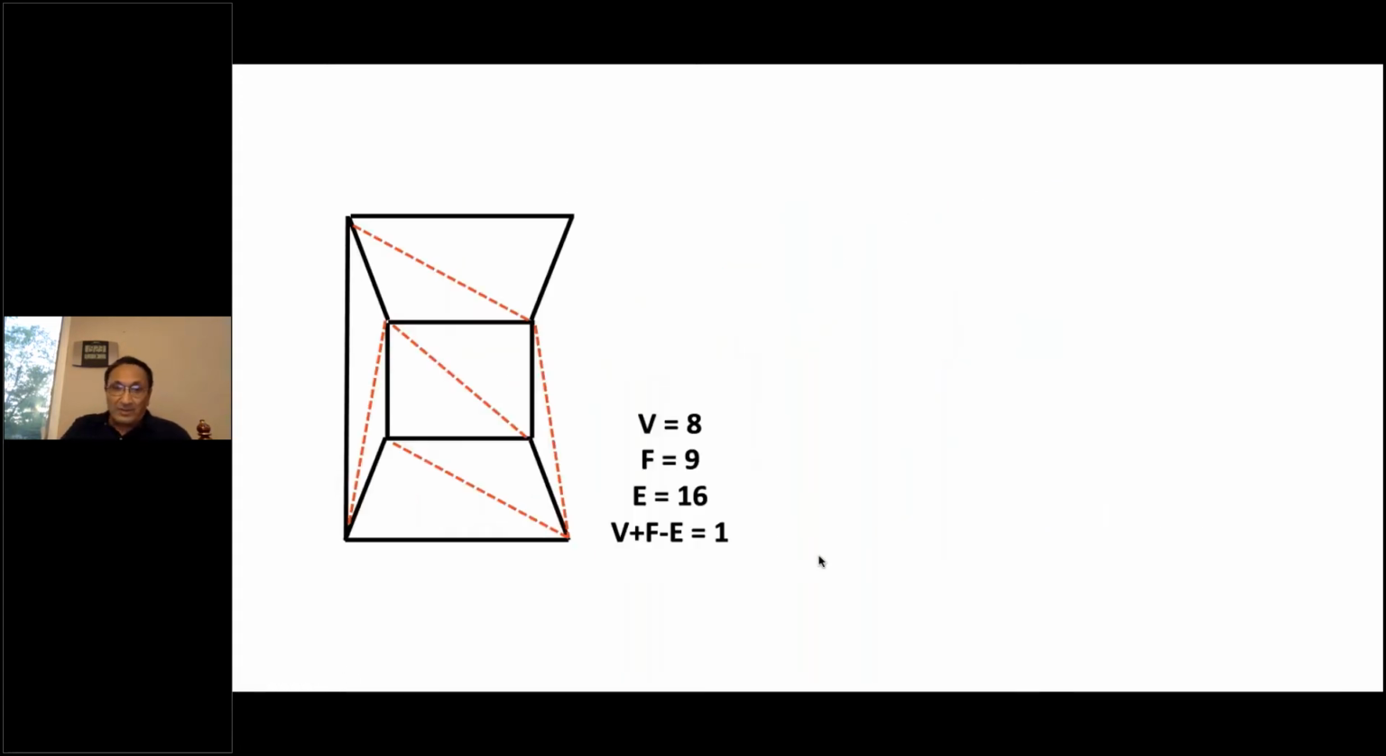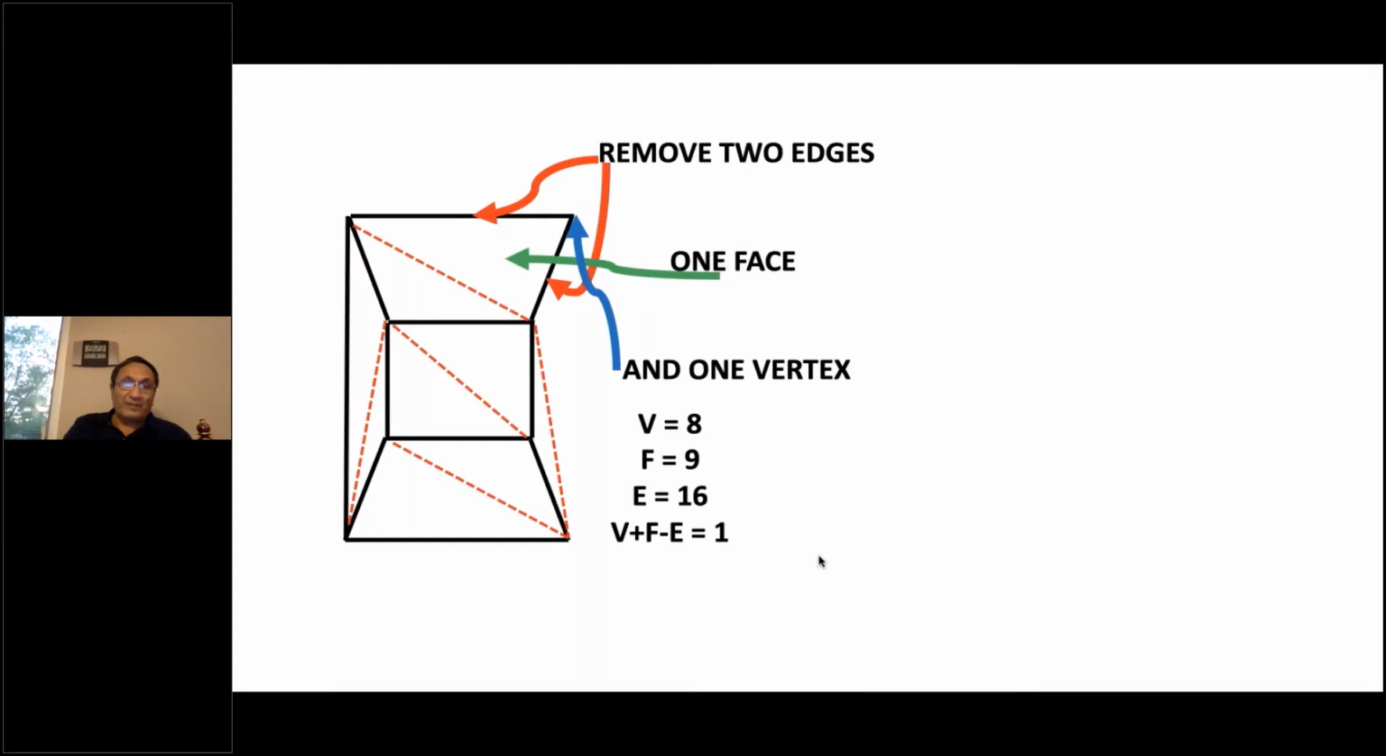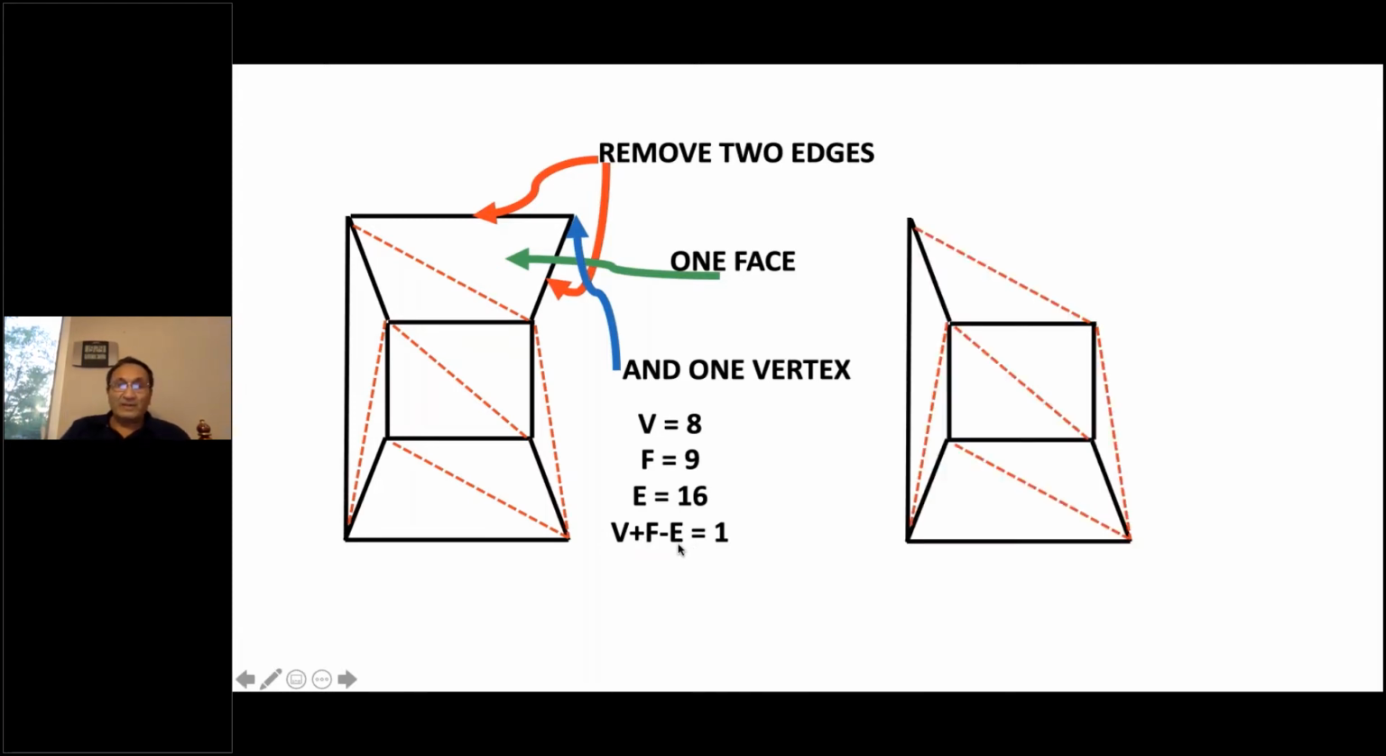So now we can remove, if it's an outer triangle, 2 edges, a face and a vertex. Again, we reduce V by 1, we reduce F by 1, and we reduce E by 2, so that now for the residual figure, V plus F minus E remains whatever it was before. We're pretending we don't know that it's 1.